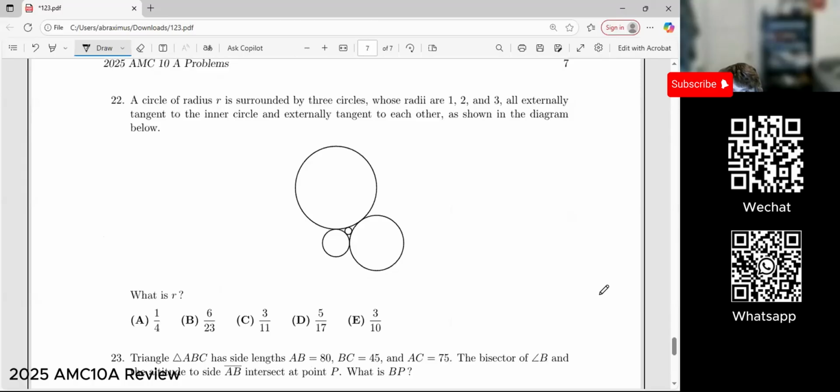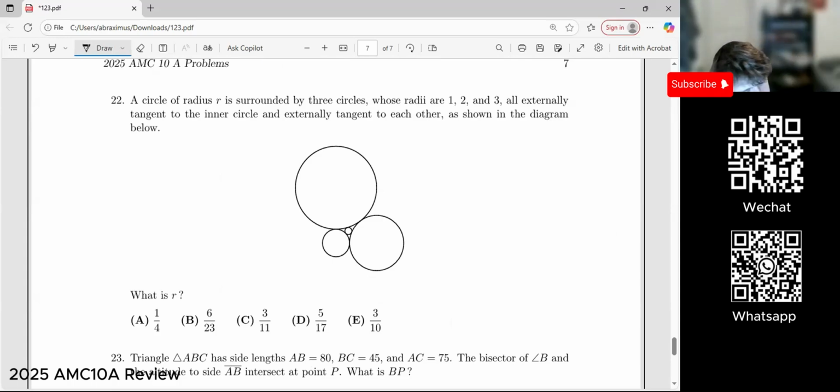All right, I'm going to go down. So a circle of radius r is surrounded by 3 circles whose radii are 1, 2, and 3, all externally tangent to the inner circle and tangent to each other, as shown in the diagram below. So what is r?